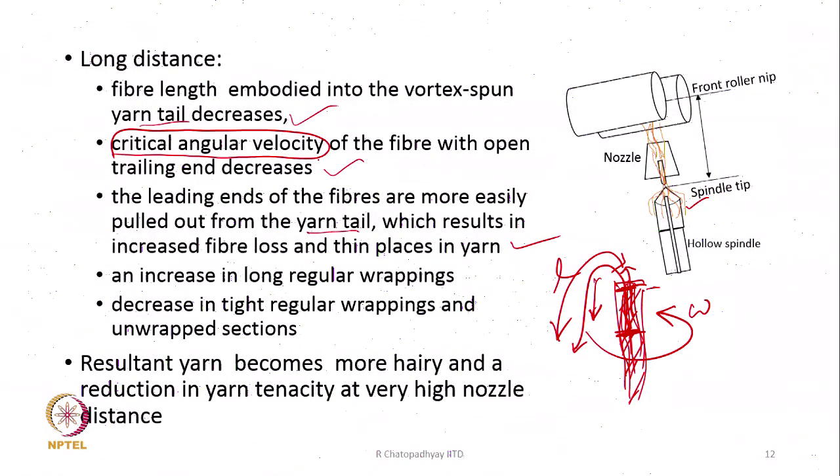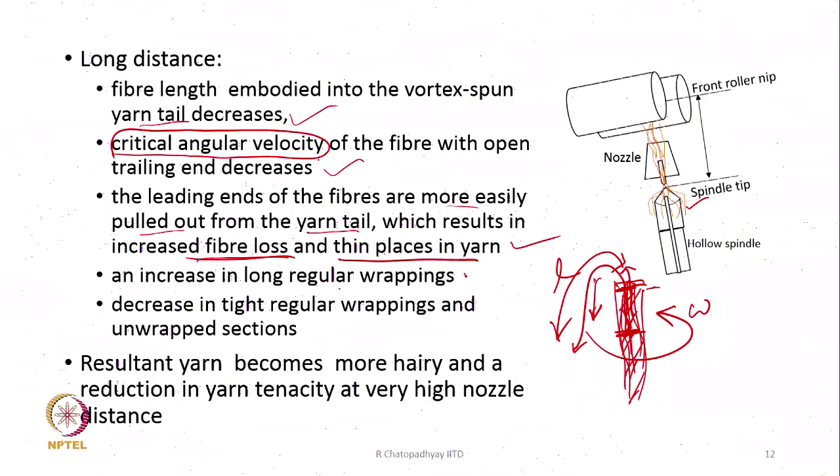This length L is going to be more if the distance is long. That is what I try to emphasize. So, therefore, the leading ends of the fibers will be more easily pulled out from the yarn tail, which results in these fibers ultimately being lost. So, it will be fiber loss, and when fibers are lost, the number of fibers in the cross section is reducing, and it will lead to thin place generation. That will be the net effect of it.